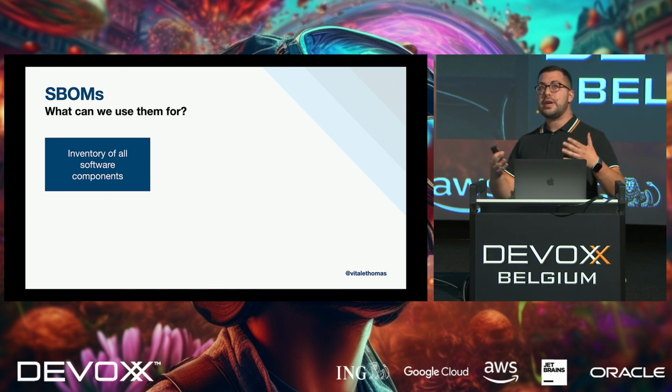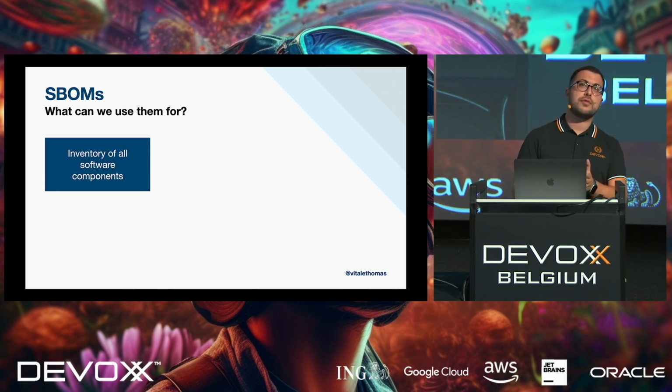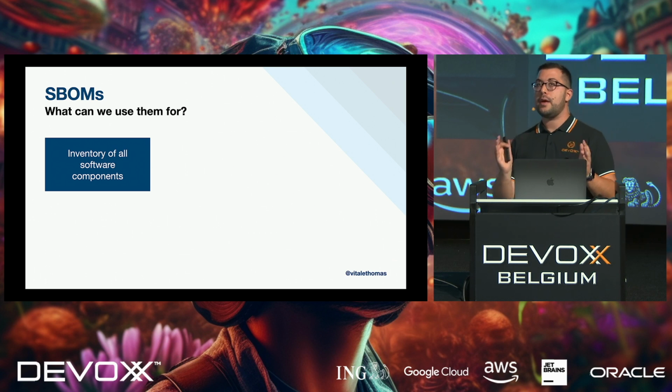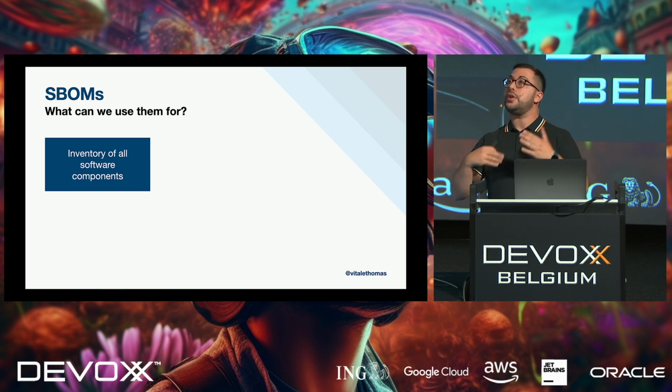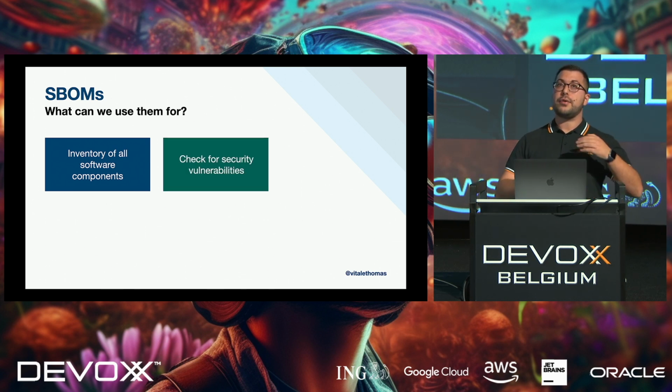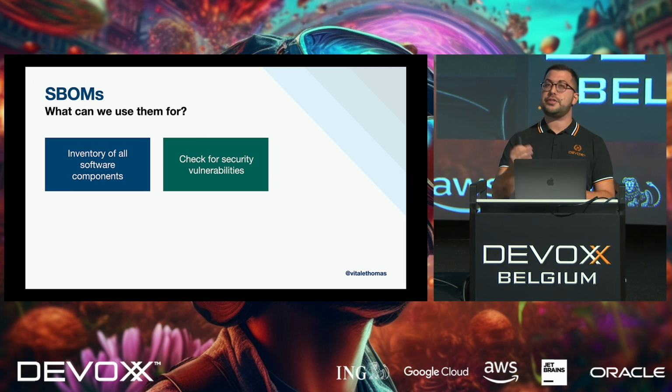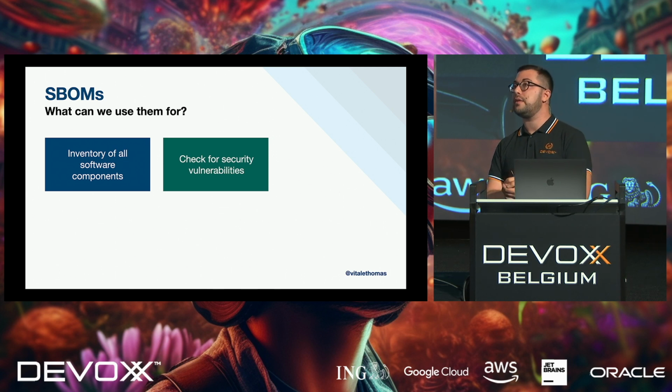Well, we want to get this inventory for all the software components, so we always know what we are putting inside our software package. But then once I have that list, I can enable new use cases. I can go through all the list of dependencies and check if there is any software vulnerability. If I don't know what dependencies are in my software, I cannot really search for known vulnerabilities.